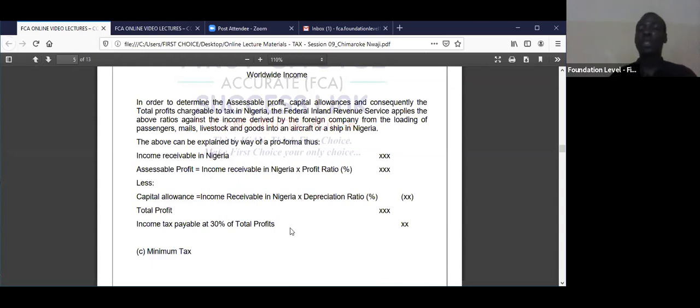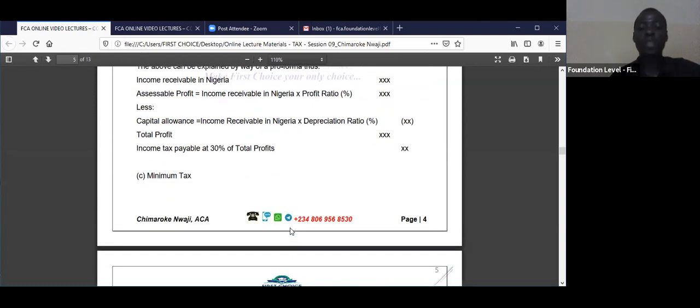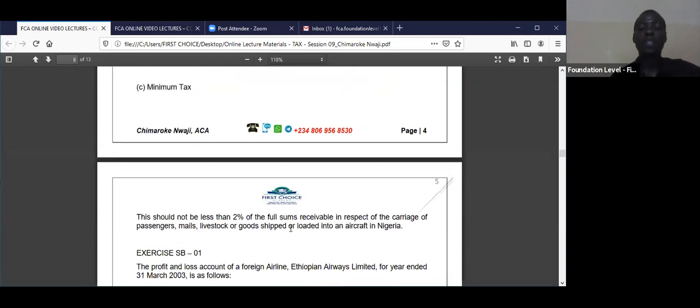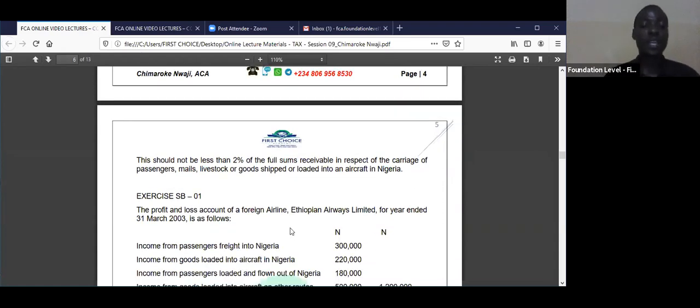Now, it is under CIT. So you know that you are going to charge 30% of your profit. But you also have to note that there is what we call minimum tax. What is minimum tax? Minimum tax in this situation means 2% of Nigerian income. Now let's look at an example to highlight what I mean here.